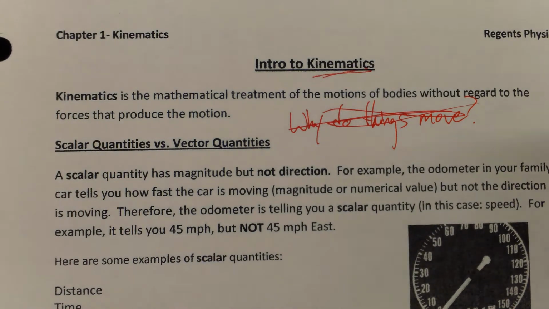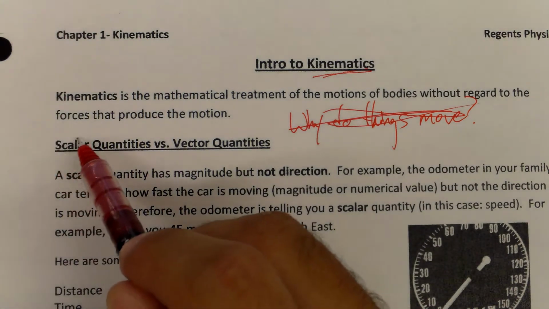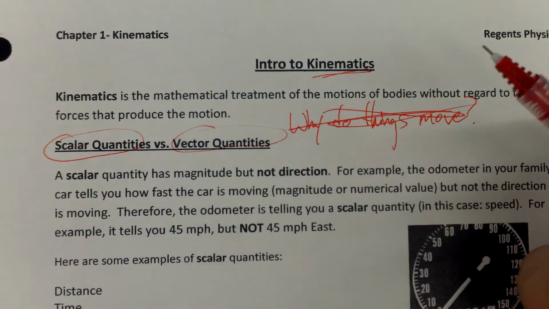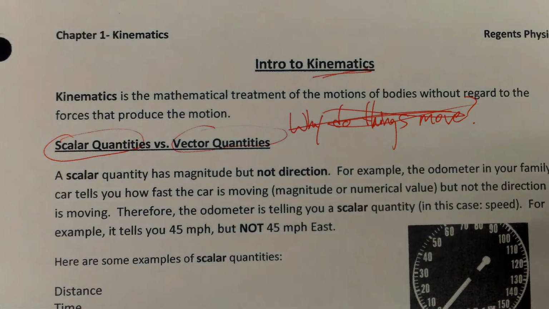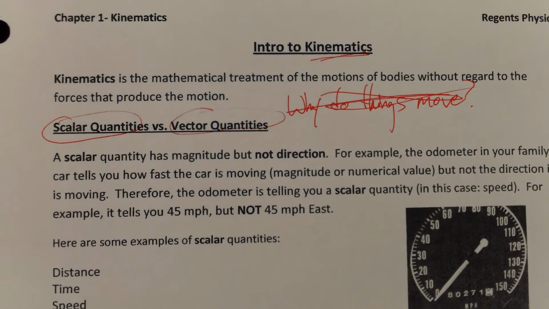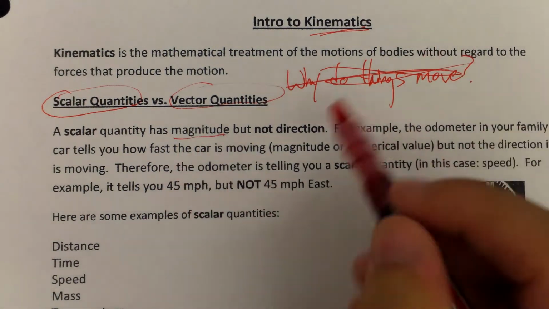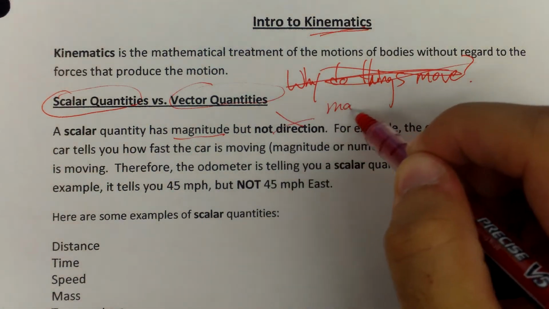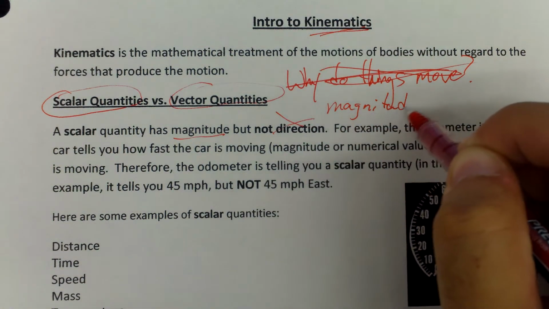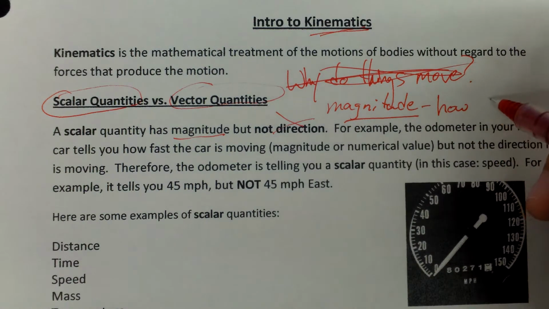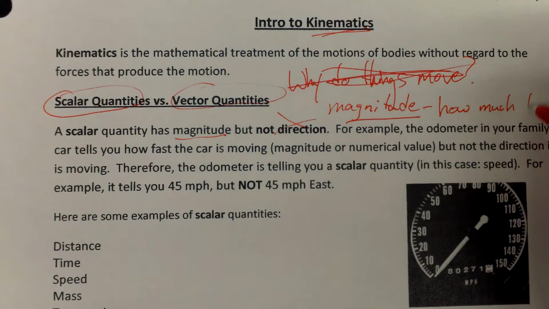To really understand how things move, we need to look at two different values. Scalar quantities, scalar values, and vector quantities, vector values. Scalars and vectors are two different types of measurements. A scalar quantity has magnitude, but no direction. Magnitude tells us how much we have, or how much there is.